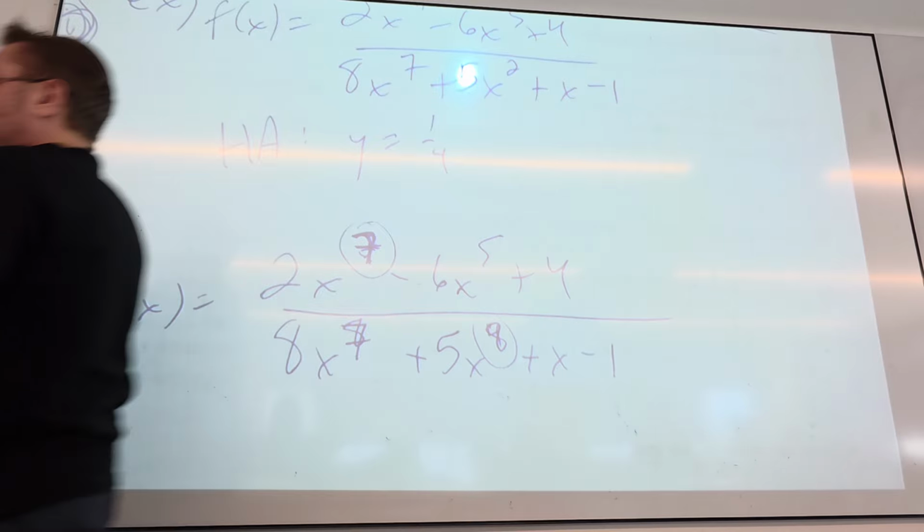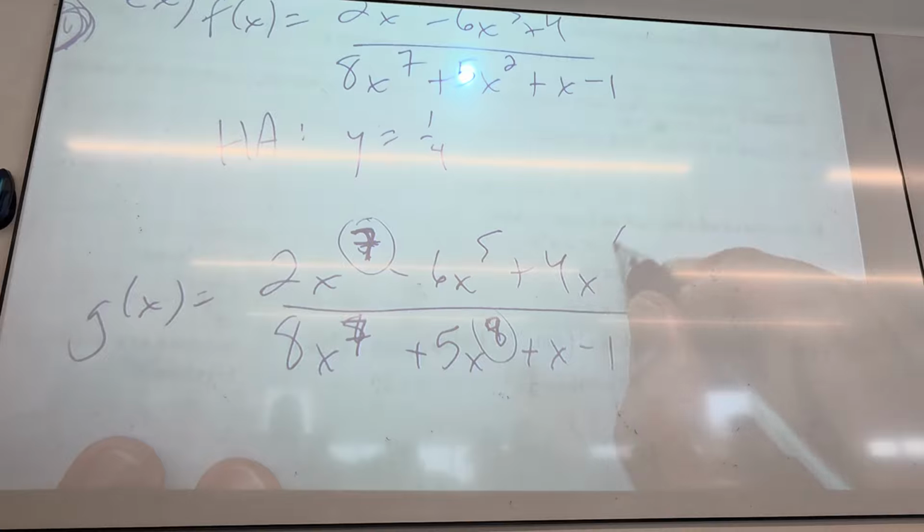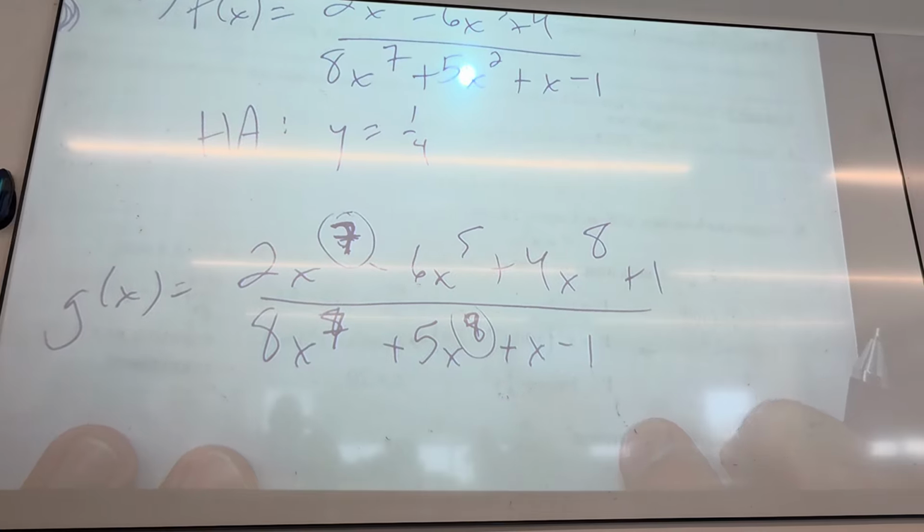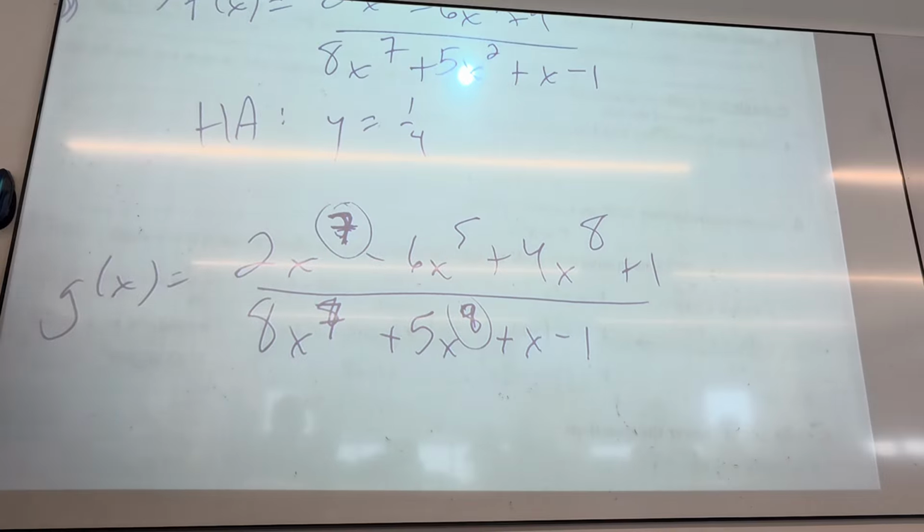Now, if I made this, what's the horizontal asymptote now? 4 and 5.